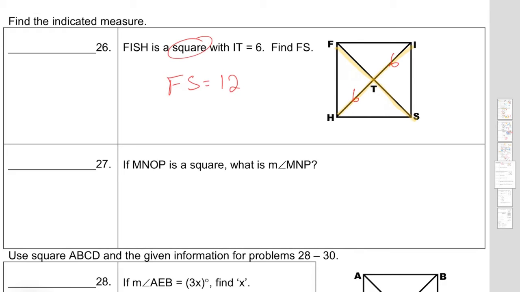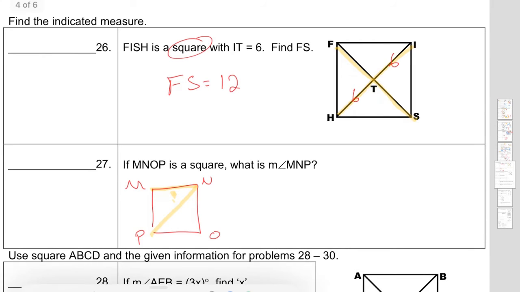For 27, it says if MNOP is a square, so I draw my square, MNOP, what is the measurement of angle MNP? So what measures there? Remember, this creates a diagonal, and the diagonal of a square is going to bisect the opposite angle. So if this was 90 degrees and it's being bisected, that means half of 90. So the measurement of MNP is 45 degrees.